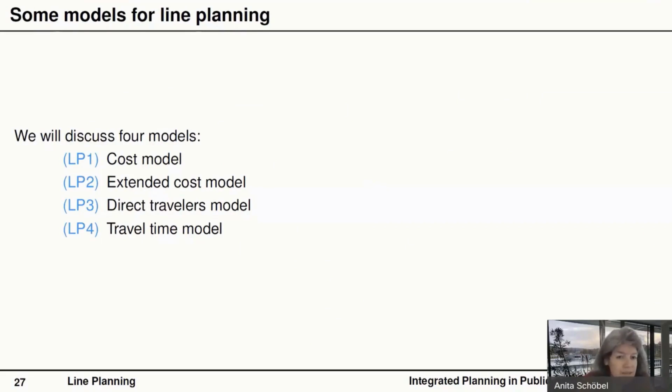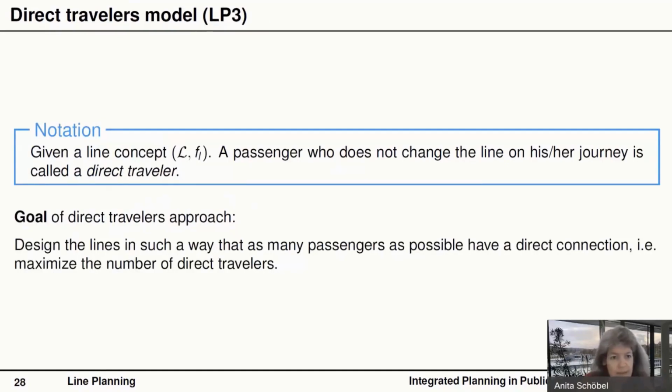And then we have 2 models that deal with the passengers. The first is the direct travelers model, and the second is the travel time model. So for the direct travelers model, we would like to maximize the number of passengers that can travel directly. We call a direct traveler a passenger who does not need to change the line on his or her journey. And the goal now is to design the lines in such a way that as many passengers as possible have a direct connection, meaning we would like to maximize the number of direct travelers.